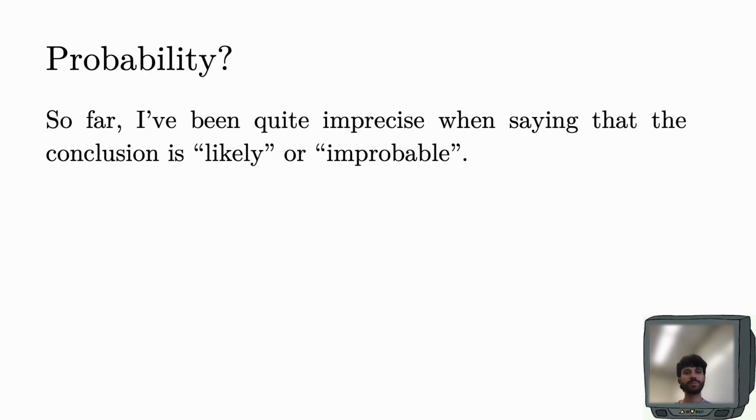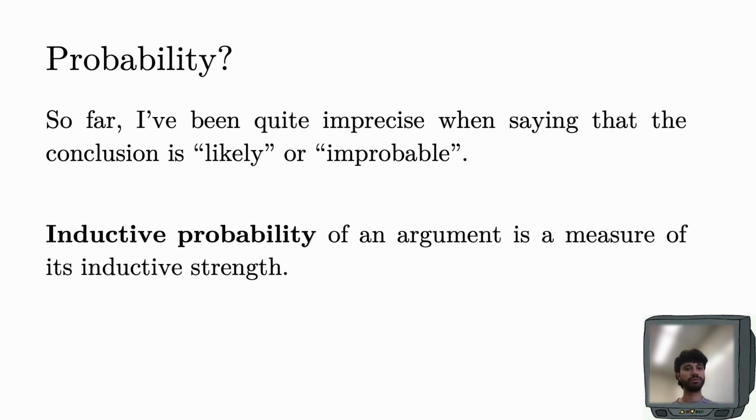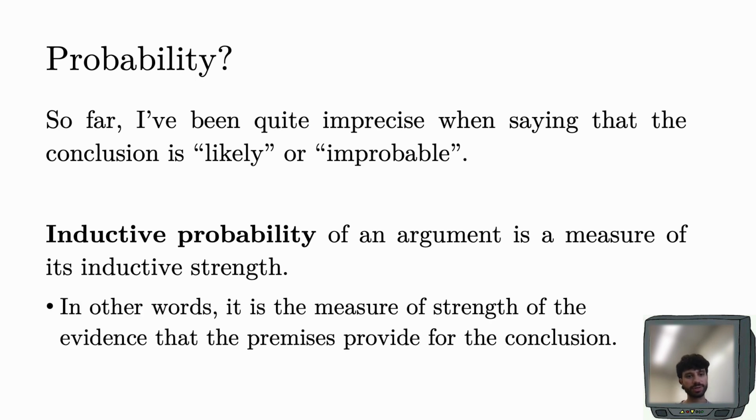Okay, so before ending this class on arguments, let's look at this notion of probability. So far, I've been quite imprecise when saying that the conclusion is likely, or improbable, or probable, right? I've just been relying on your intuitive understanding of what likely or probable means. So what this class is going to do is make this a little bit more precise. The inductive probability of an argument is the measure of its inductive strength. In other words, it's the measure of the strength that the evidence gives for the conclusion.